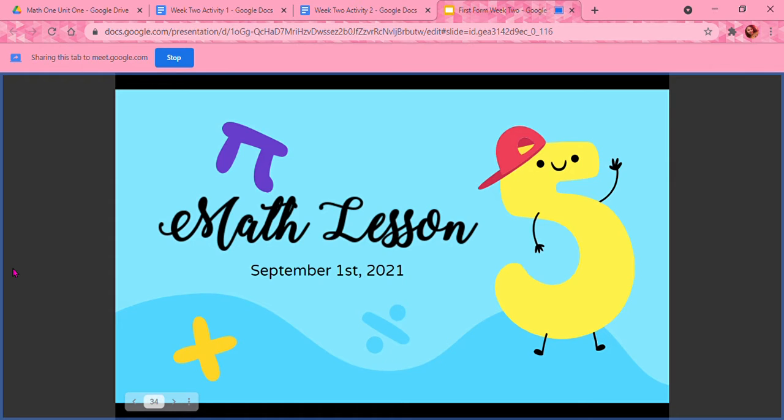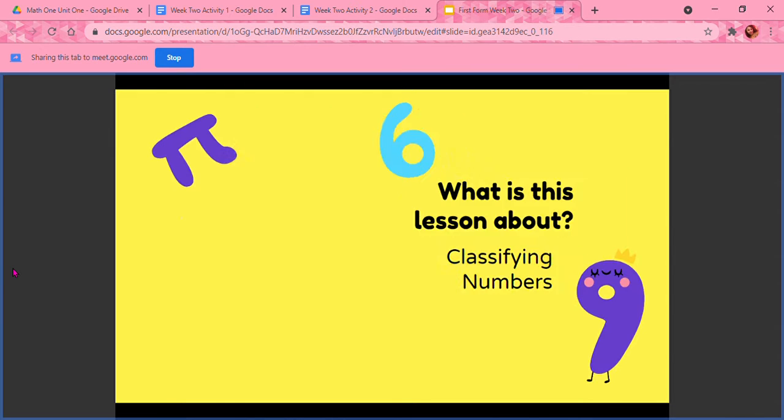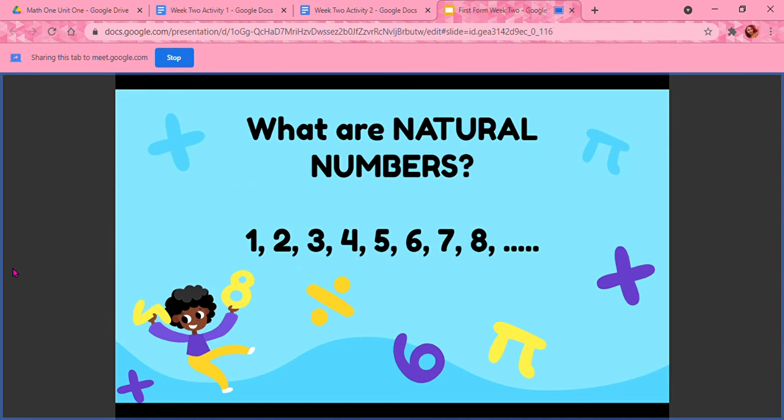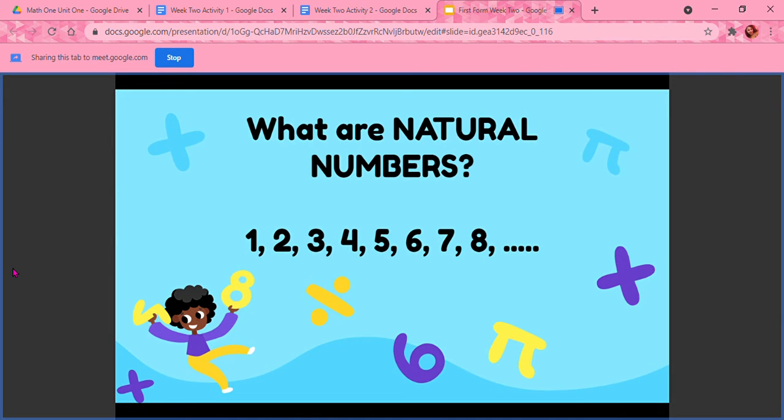So, as I mentioned, today is September 1st. Our weekly objectives: we are continuing with classifying numbers, distinguishing numbers, and then we want to describe number patterns today as well. So today's lesson is still about classifying numbers. You want to finalize all the number theory: natural, whole, integers, rational, irrational. You want to finalize that so that you have a solid idea of what we're talking about.